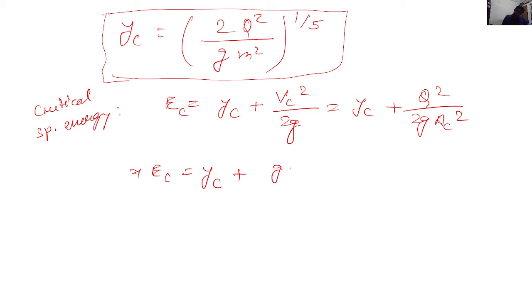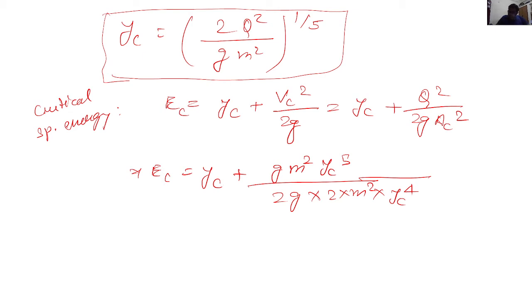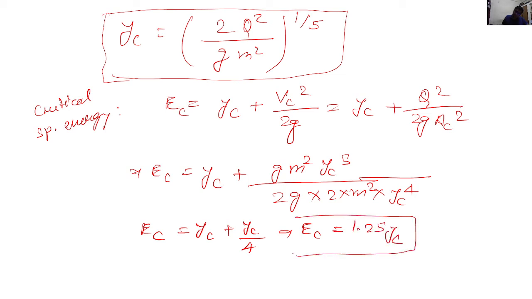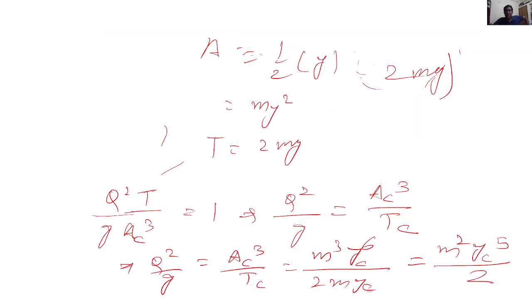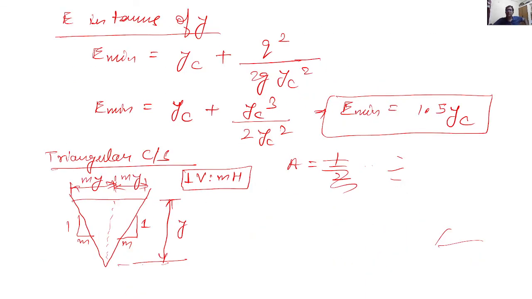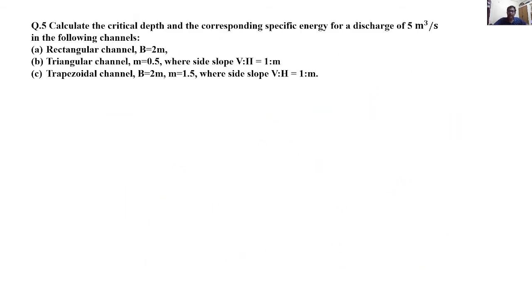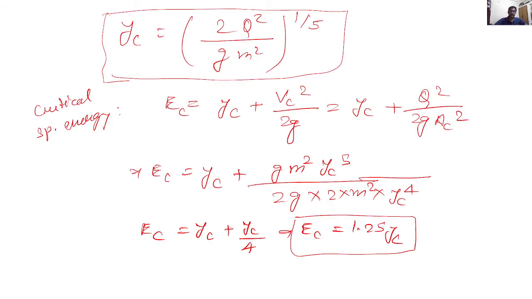So we will get g m squared yc to the power 5 by 2g times 2 into m squared times yc to the power 4. We are just putting the values of Ac and Q into it. So finally Ec will come out to be yc plus yc by 4. So this implies that Ec is 1.25 times yc for a triangular cross section. So that's the difference. For a rectangular cross section, it was 1.5 times the critical depth, whereas for a triangular cross section, it is 1.25 times the critical depth.